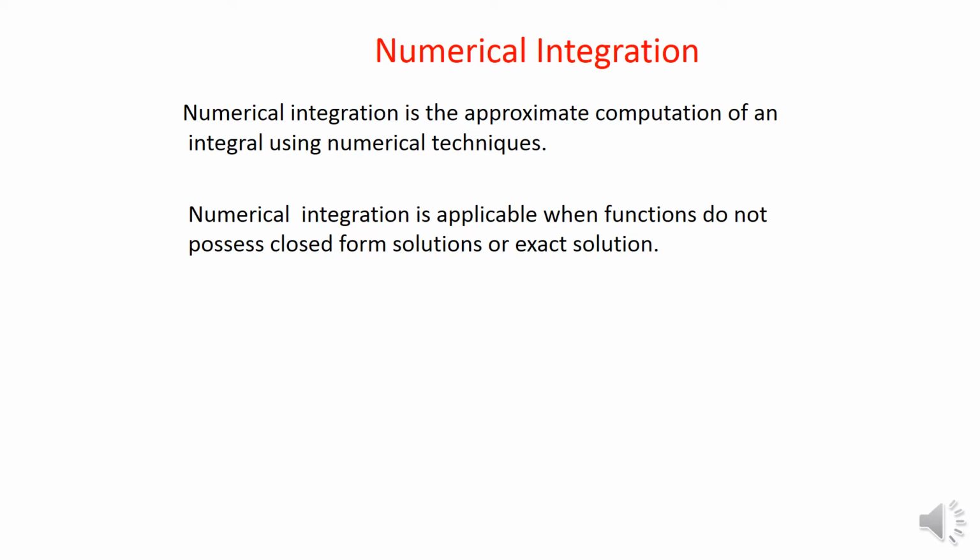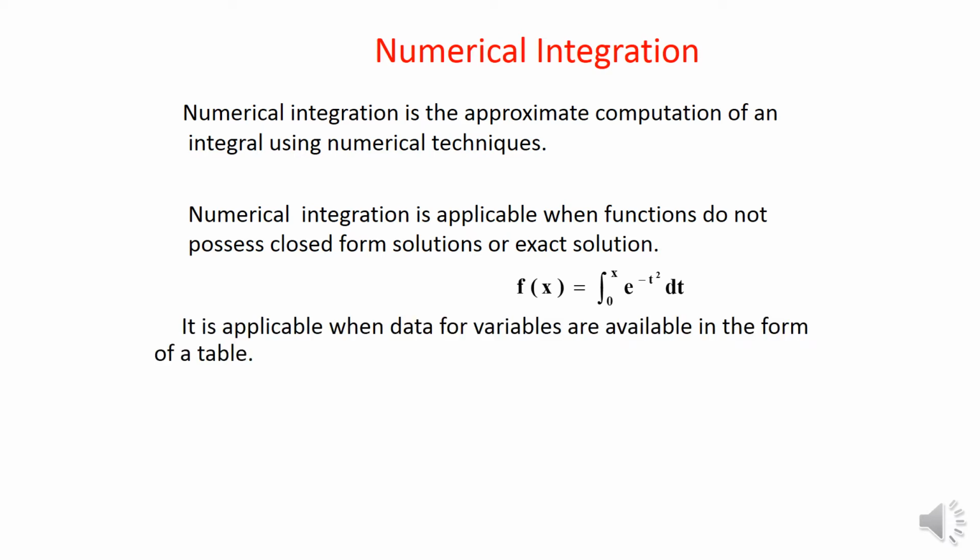Here we have a function f(x) equal to the integral from 0 to x of e to the power minus t square dt. We get its solution in error function form. So here we can apply numerical integration to get an approximate solution of this. The second case is when data points are available in a tabular form. It means it is applicable when data for a variable are available in the form of a table. Then we can find the area under the curve.